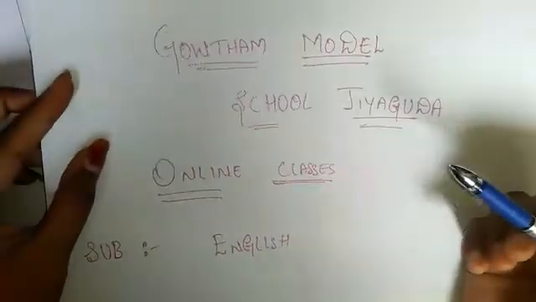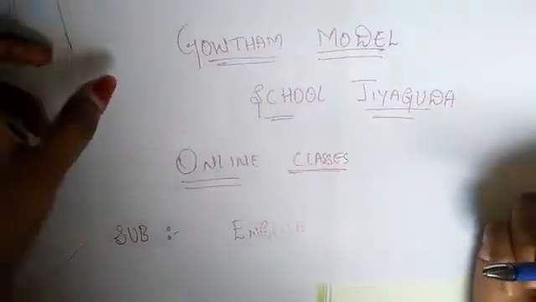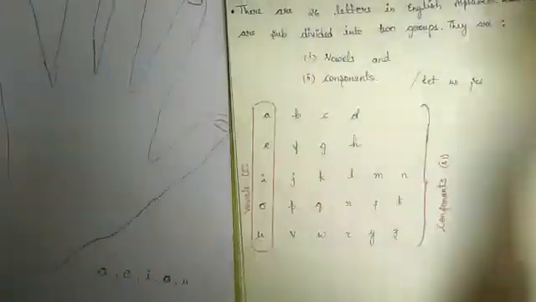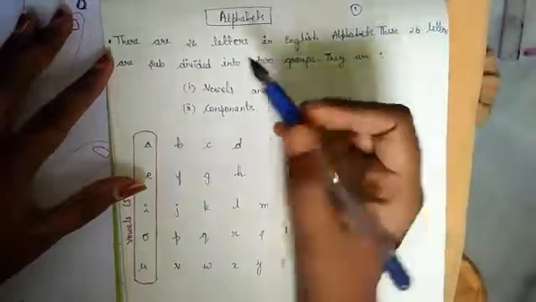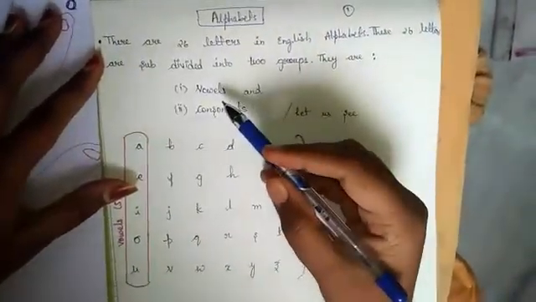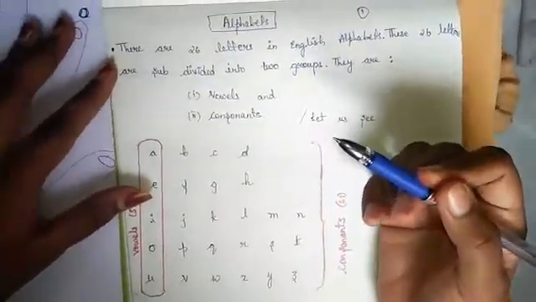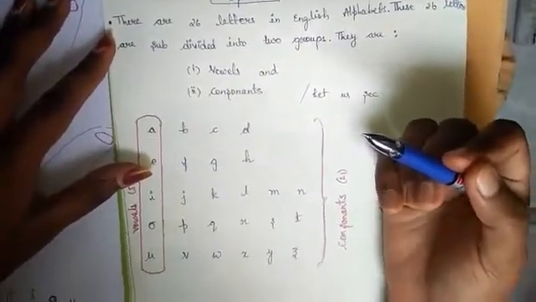Gotham Model School Jiagura branch online classes presents a very short basic topic of English. So, our first topic is alphabets. This topic is specially for the students of first and second grade, and third grade can also approach for this. This video is helpful for parents as well as teachers, those who want to teach their small kids.